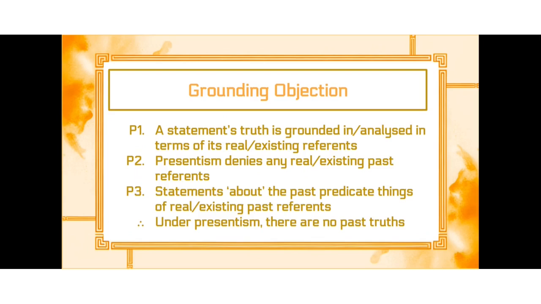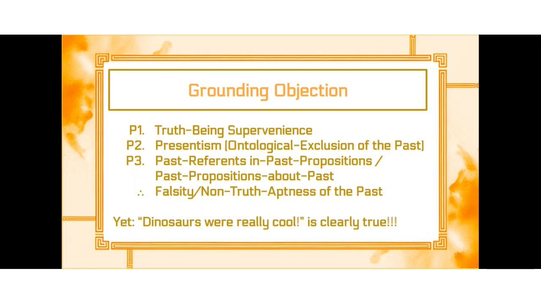So what we get out of these 3 statements is that under presentism, there can't be any past truth, right? Because there are no past objects, no past real objects. Here I've laid it out in terms of headlines for the different premises. So truth supervenience, then essentially presentism. But if you want a presentism that doesn't do that, we can call it ontological exclusion of the past, whatever you want. And then the past propositions are about the past.